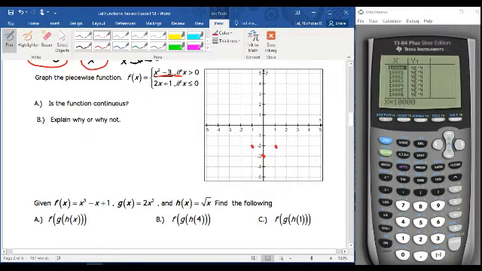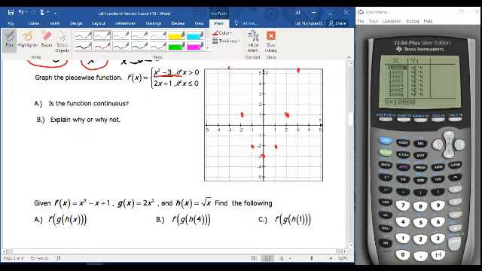So let's look at an example here. 1 squared is 1. 1 minus 3 is negative 2. So we have 1, negative 2 and negative 1, negative 2. 2 squared is 4, so 1, 2, 1, 2, 3, 4. And 3 squared is 9, so 3, 2, 3, 4, 5, 6, 7, 8, 9.